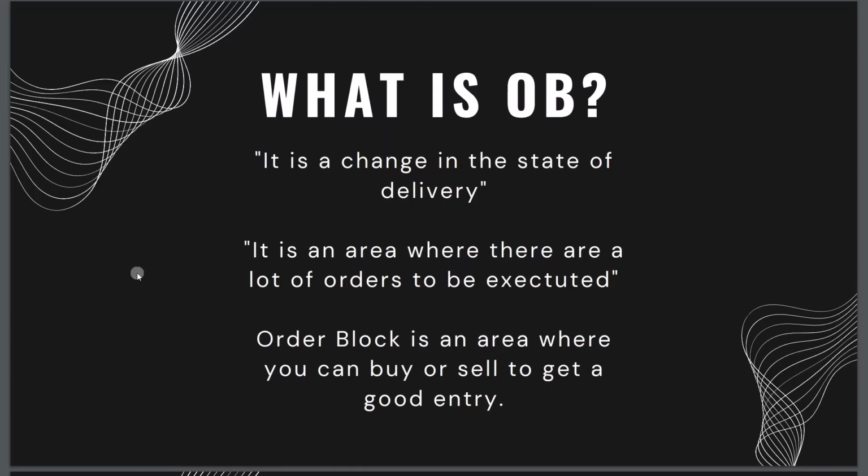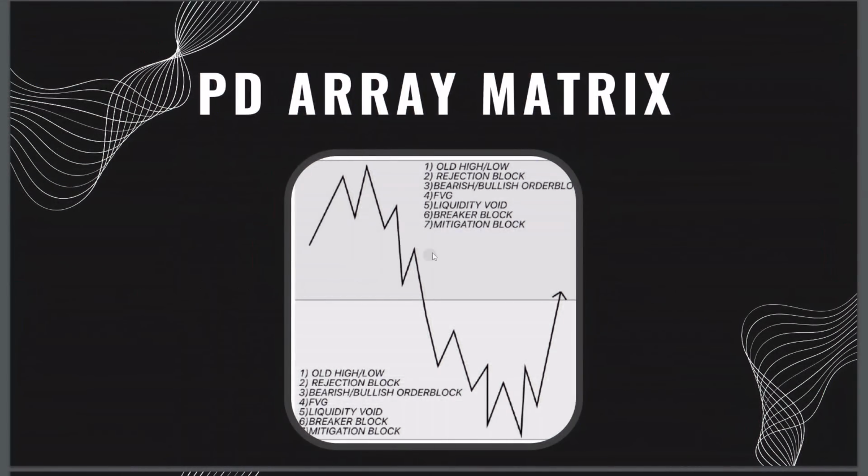Now, when it comes to the technical side, we're gonna cover this more, but just take the order block as an area where you get a good price to buy or sell. That's all. Also, order block is part of the PD array matrix. Now we have a lot of PD arrays. We have 1, 2, 3, 4, 5, 6, 7.